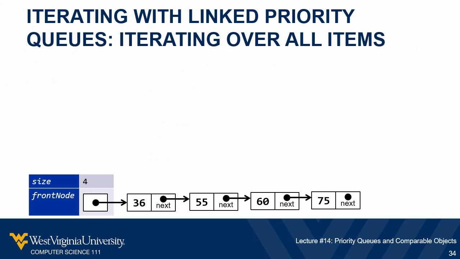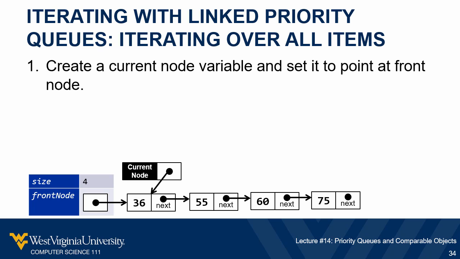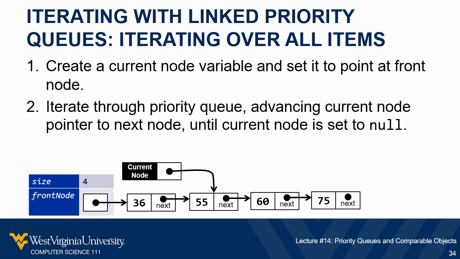With our linked implementation here of the priority queue, if we want to do something that'll involve looking at each of the nodes that we have stored, we're going to have to iterate over them. So we'll create a currentNode variable, and we're going to point it at our front node. And then we're just going to go and keep on looping until we get to the point where currentNode gets set to null. And that's going to happen right after we go and finish up with the last node in the chain.